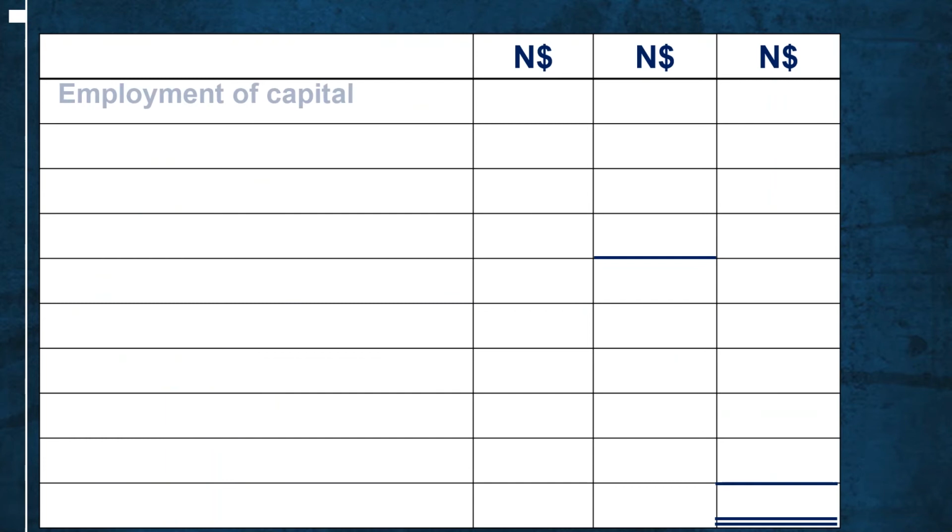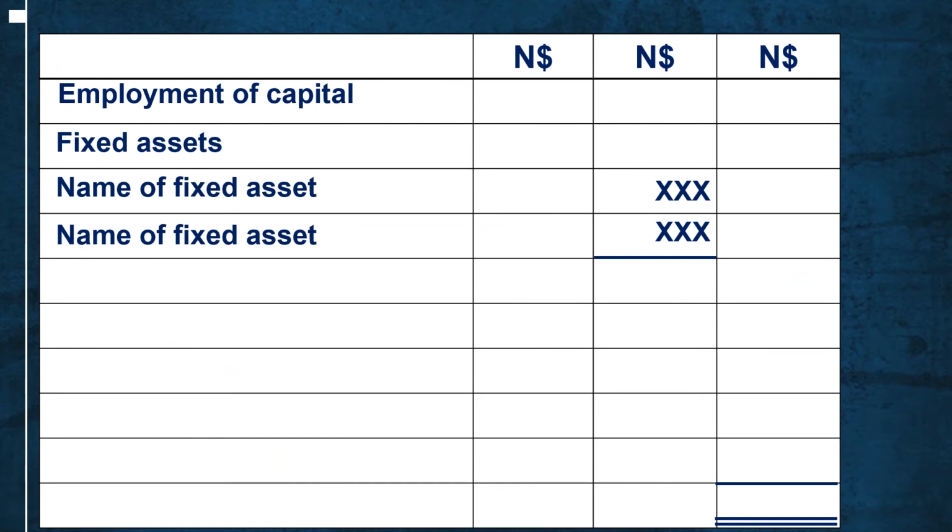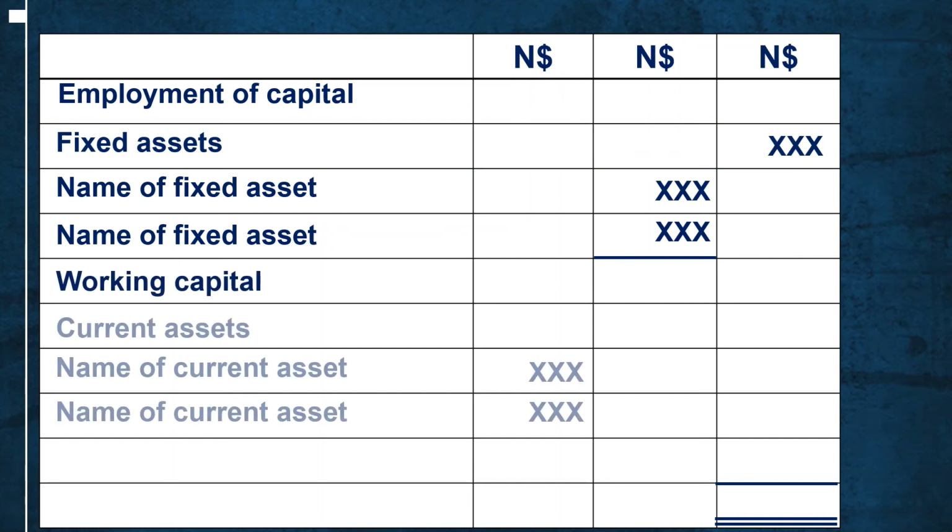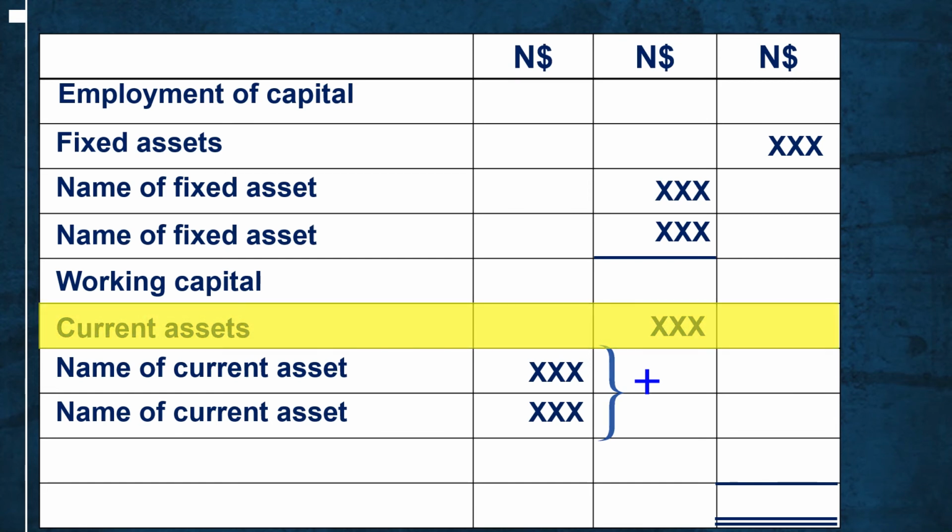We move on to the employment of capital, whereby we start with fixed assets. We list all the fixed assets and record the amount in the second column. We then add up all the fixed assets amount and record the total amount in the third column in line of fixed assets. We then move on to working capital. We start by listing all the current assets and record the amount in the first column. The total of the current assets amount is then entered in the second column in line of current assets.